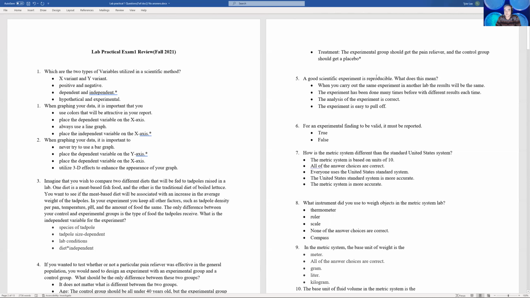Let's see, a good scientific experiment is reproducible. What does this mean? I like to think about it like this. Well, actually, I'll explain this first. So if you're given a set of instructions on how to carry out an experiment, no matter who is reading those instructions, they should get similar results if they carry out the experiment the same way. So that is essentially what reproducible means, that if different people, a different place, different lab and everything, if a totally different set of equipment and people are being used to do the experiment, they should get the same result.